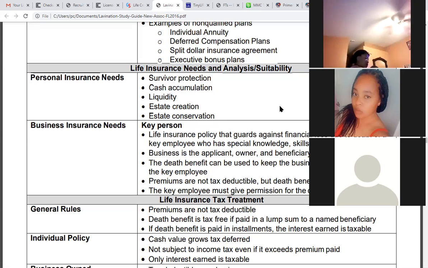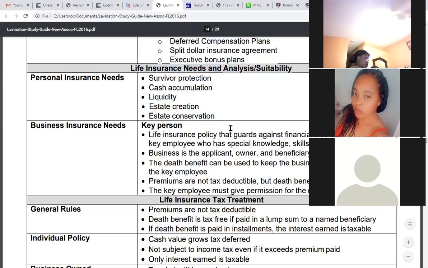If they say "which of the following is," you pick one of these. If they say "all of the following are," they're going to give you three of those, and one is not. This is our personal use, because you can use insurance for personal or business use. Now, personal use: survival protection, cash accumulation, liquidity, estate creation, estate conservation.